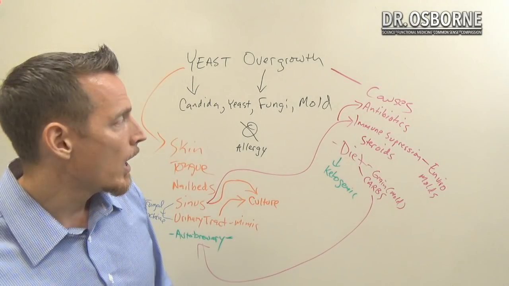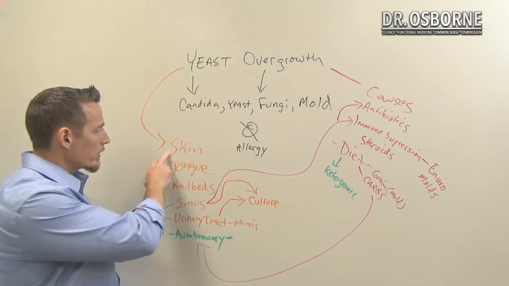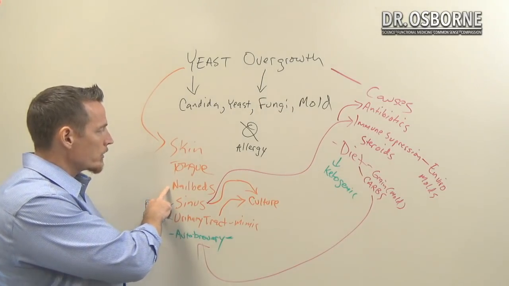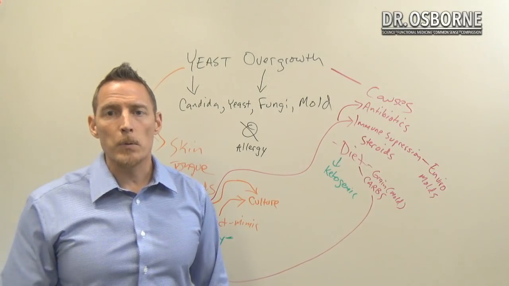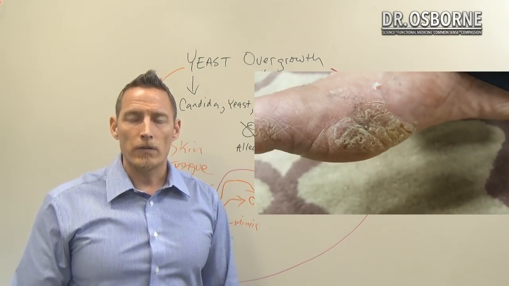Now, I want to show you another unique picture, because we were talking about where it affects people, and I showed you the tongue and I showed you the nail beds, but I want to show you one on the skin of someone's foot, because this is kind of a unique presentation of the way yeast overgrowth might manifest on the foot.